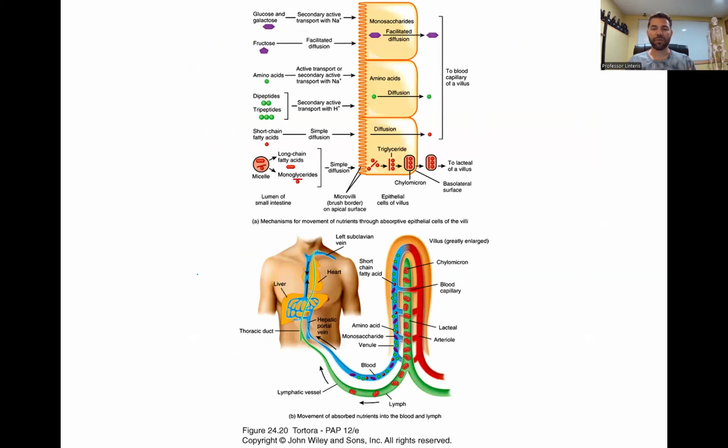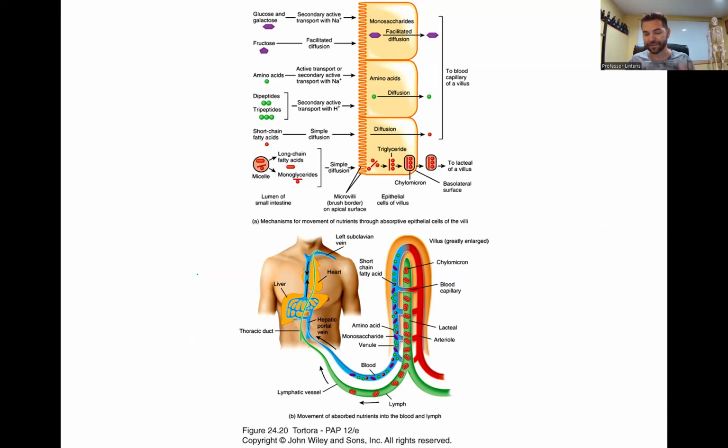And this is just showing you the process that I've described multiple times about how things get absorbed, right? We have to break things into glucose, then it gets absorbed. We have to break things into amino acids, then they get absorbed, right? Dipeptides are just two amino acids, et cetera, et cetera.